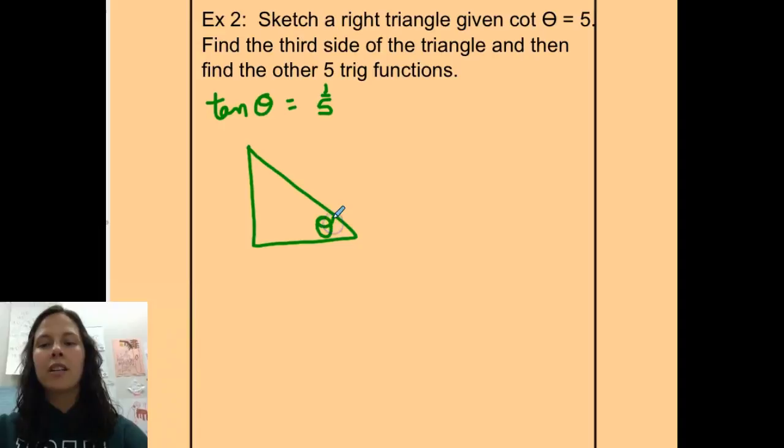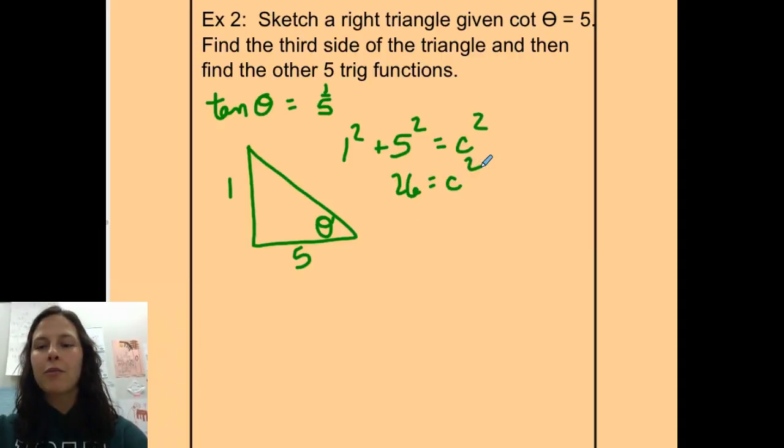Label any of the acute angles you want theta. Tangent is opposite over adjacent, and we can again use Pythagorean theorem, a squared plus b squared equals c squared, to solve for the hypotenuse. 1 plus 25 gives us 26. That's not a perfect square, nor does it have a perfect square factor, so we will leave it as the square root of 26.